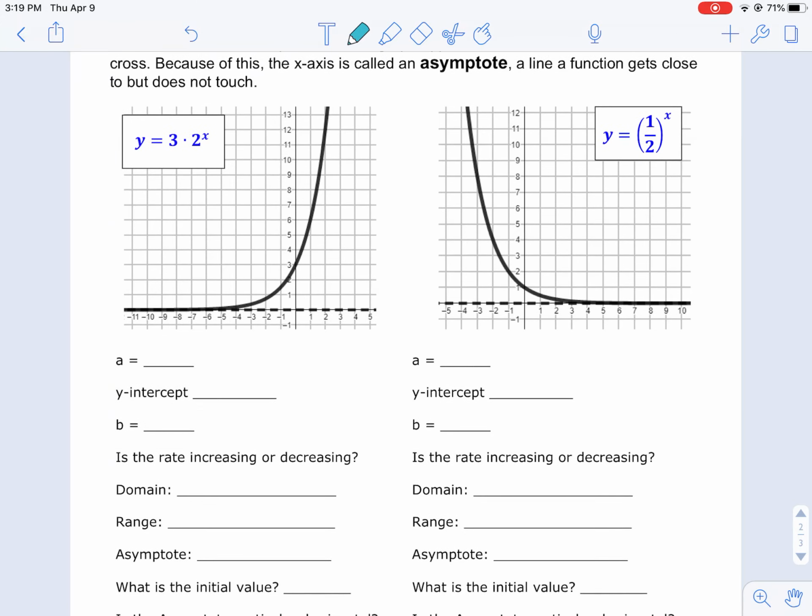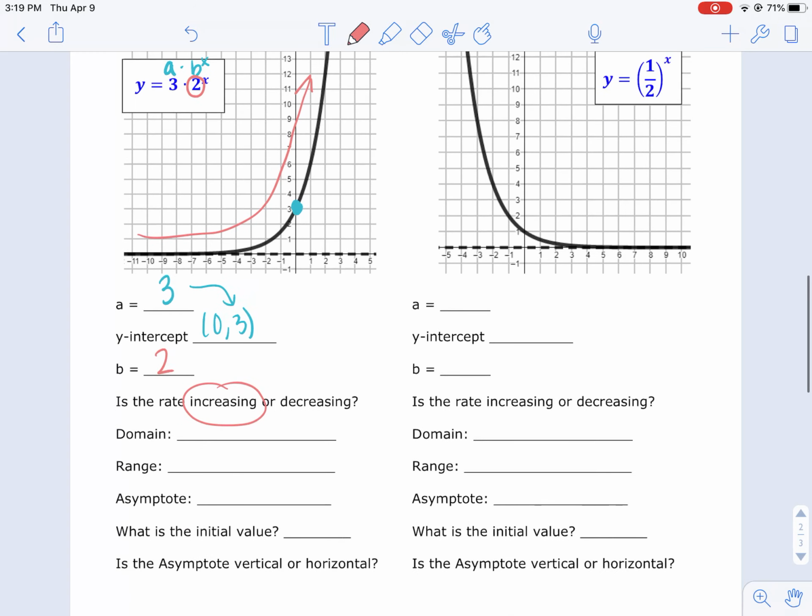So on this first example, remember our basic form is a times b to the x. So a is 3, meaning our y-intercept is (0, 3). We can see that from the graph right there. It crosses the y-axis at (0, 3). My b value is the rate of growth. So b value is 2. That 2 is bigger than 1, so it is increasing. You can also see from left to right, the graph is moving up.